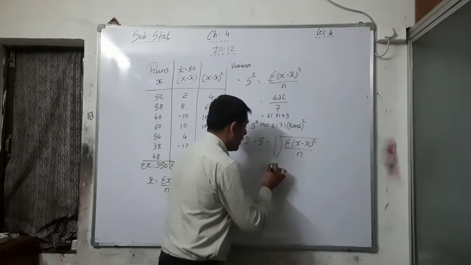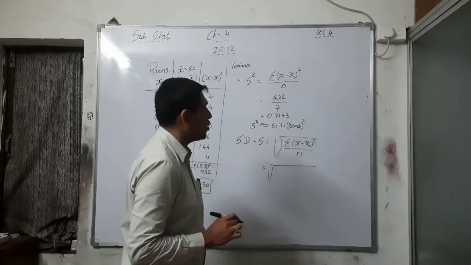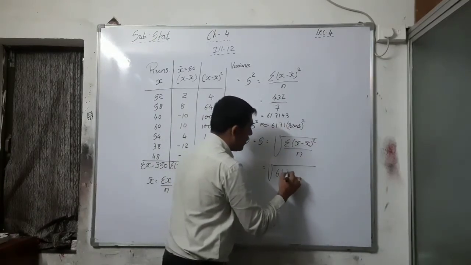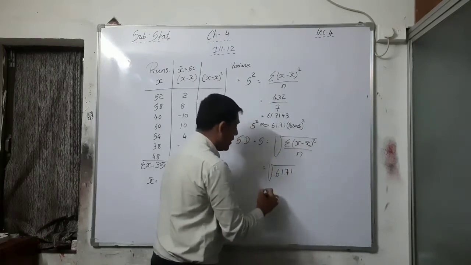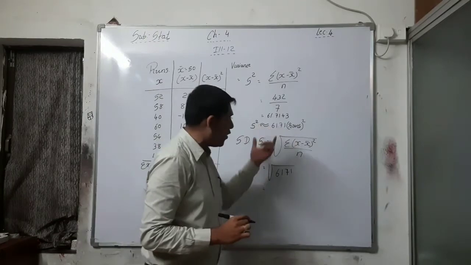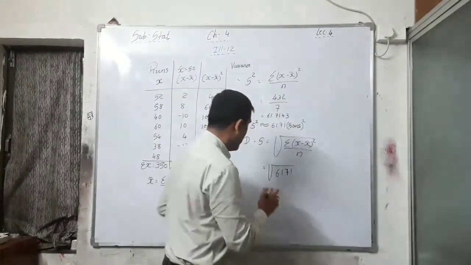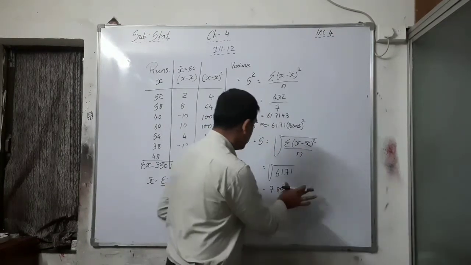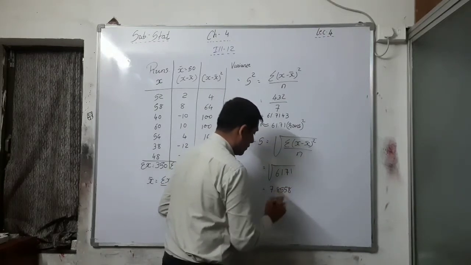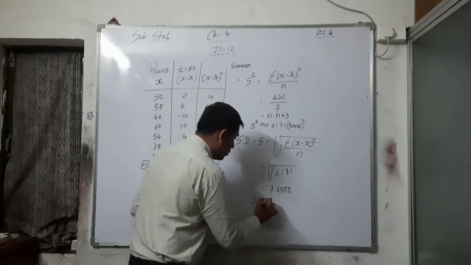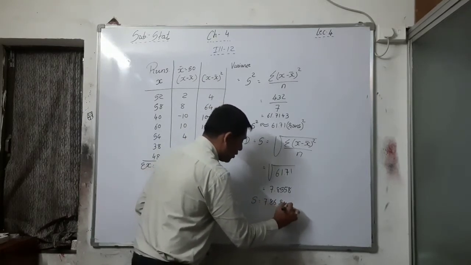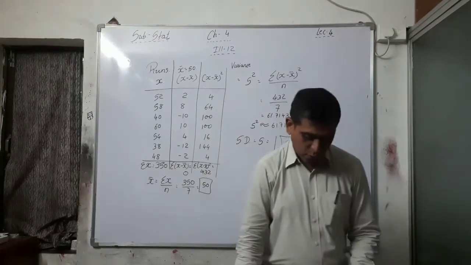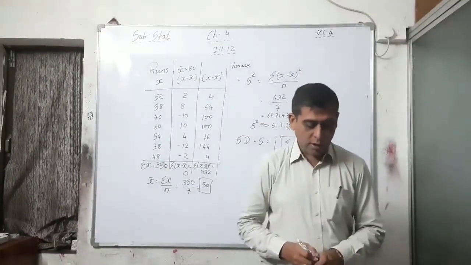That's why the formula for that is square root of sigma x minus x bar whole square upon n. That is the value of these. Here this value is 61.71. We all know that. That's why we just have to find out the square root of these. That is, your square root is 7.8538. Okay, sorry, 7.86. And that's why your S is equal to 7.86 runs. Therefore your standard deviation is equal to 7.86 runs.